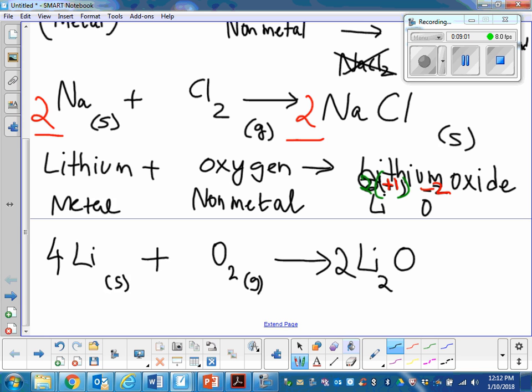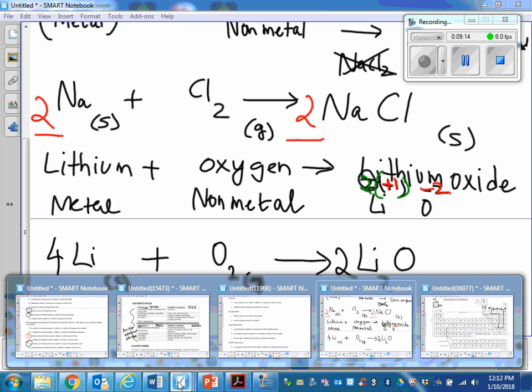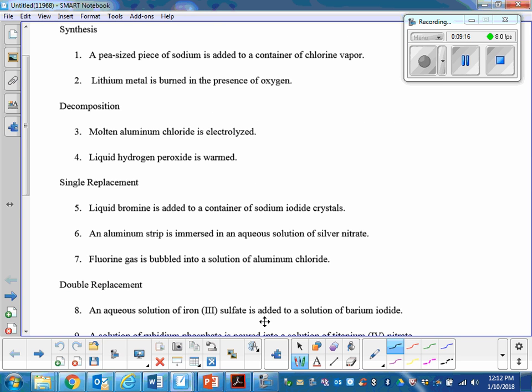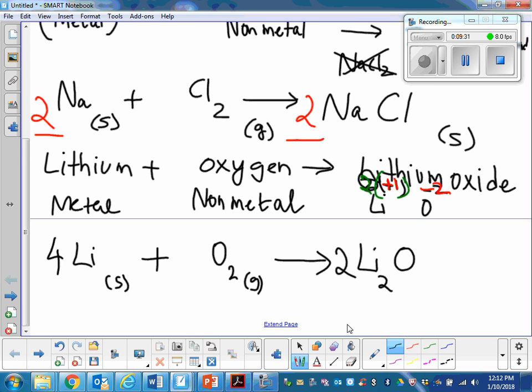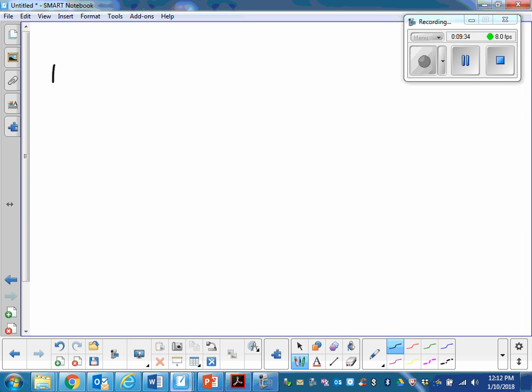Are we good? Do we understand synthesis reactions? So anytime you have a metal plus a non-metal, what will you make? An ionic compound. All right? Let's do the opposite now. We are going to go into decomposition. Again, you will start with an ionic compound. Does that make sense? In a decomposition, this one says molten aluminum chloride is electrolyzed. Don't be bothered by the other words in it. All right, I'm going to go to the next page, and we're going to go to decomposition.